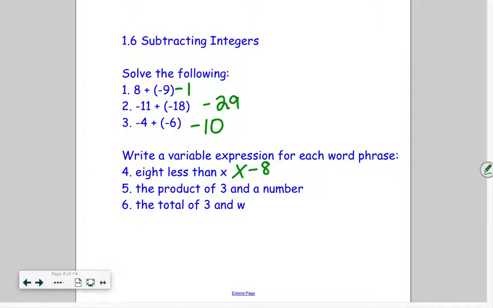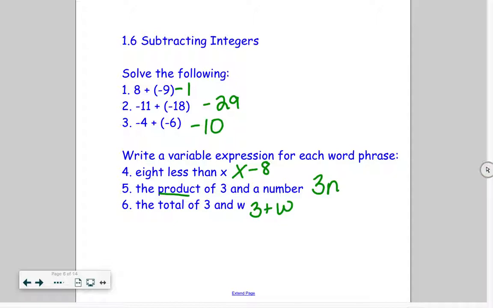The product of 3 and a number, what does the word product mean? Multiply. So 3 and a number, I can use any variable. I'm going to use n. 3n. And the last one, the total of 3 and w. Total means to do what? We're adding them together.